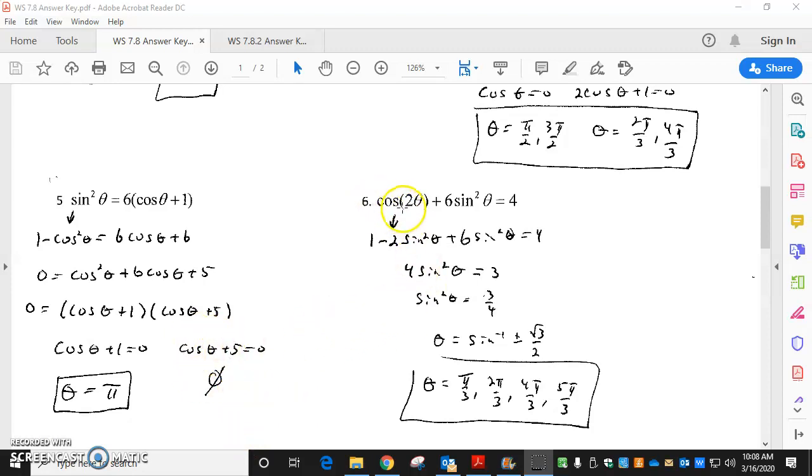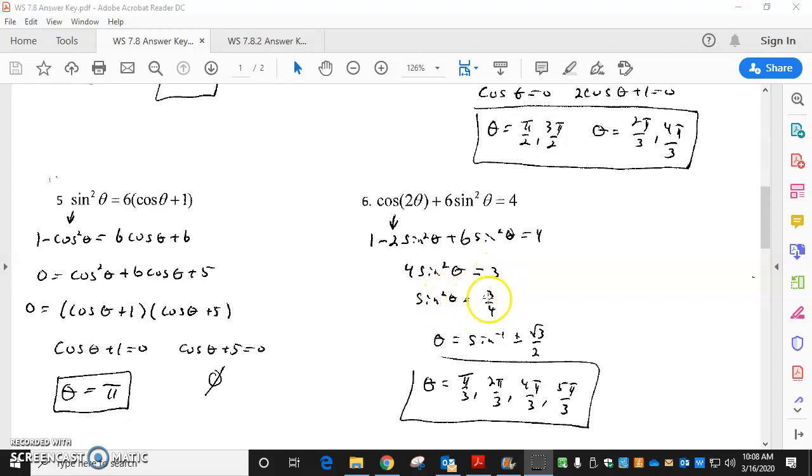Number 6, I had a double angle, cosine of 2 theta, and then I had sine squared. Well, there's a formula, the double angle formula, that says cosine of 2 theta can be set equal to 1 minus 2 sine squared. If I use that formula to get all my variables the same, now I can solve this. I can combine like terms and I can divide by 4.